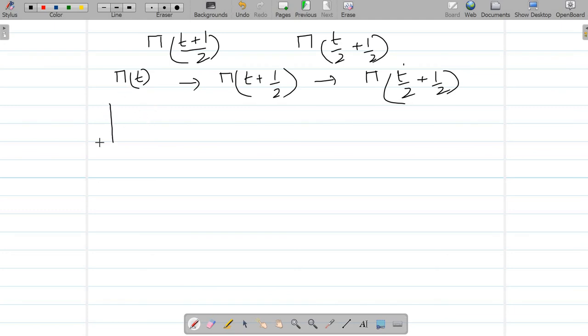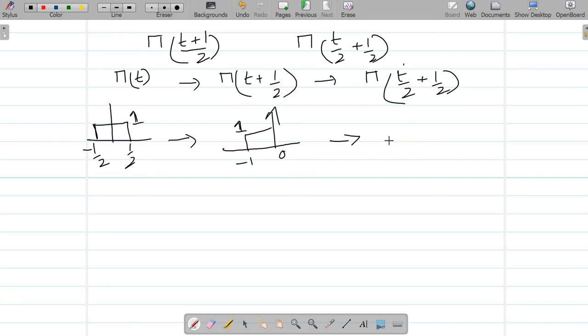First let us take the signal. The signal is nothing but this one, minus half, plus half here, and then you have 1. From here we try to derive this one. So I have to shift backwards. When I shift it backward, this becomes minus 1 and 1. And to get this one, I have to time scale. I have to multiply the time axis by 2. So when I multiply the time axis by 2, I end up getting minus 2 and 0.